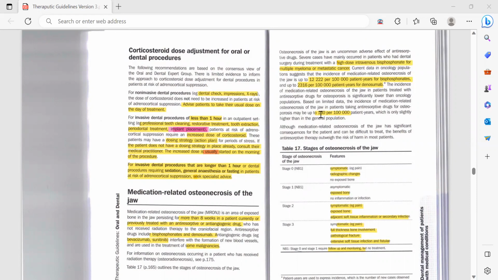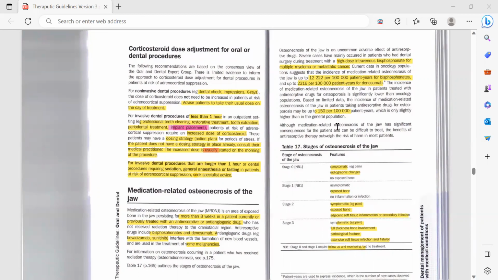So for osteoporosis it is 150 per 100,000 patients per year, which is only slightly higher than in the general population. So for the patient who has osteoporosis, there is a risk which is a bit higher than the general population, which is 150 cases per 100,000 patients. For denosumab it is 2,316, and for the bisphosphonate it is at the higher level, which is 12,222.